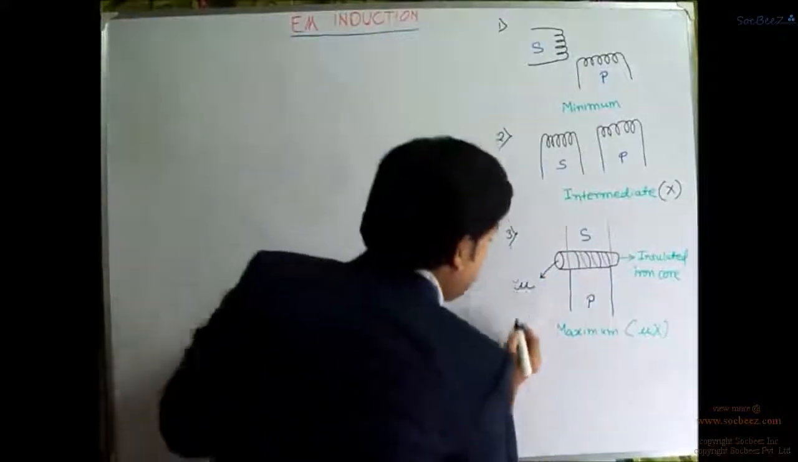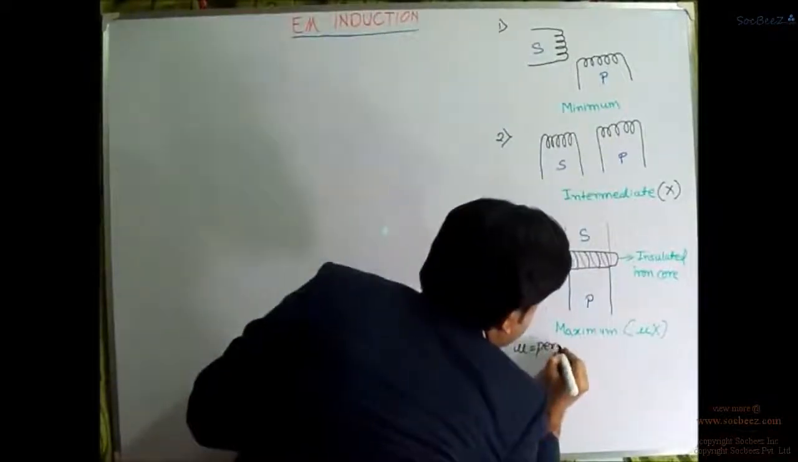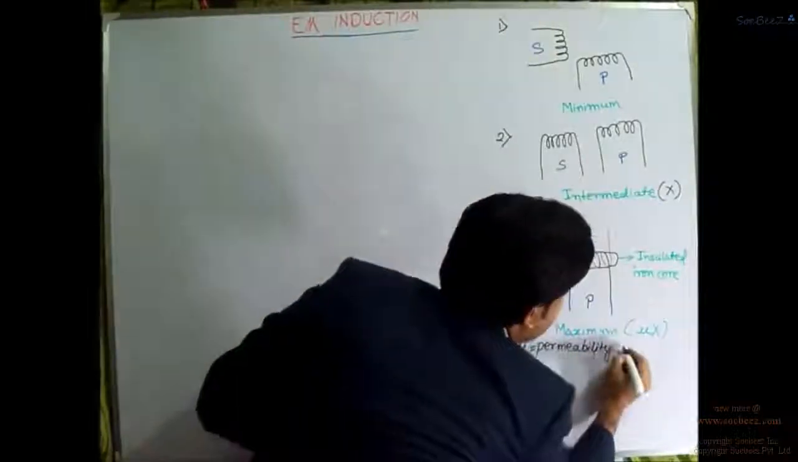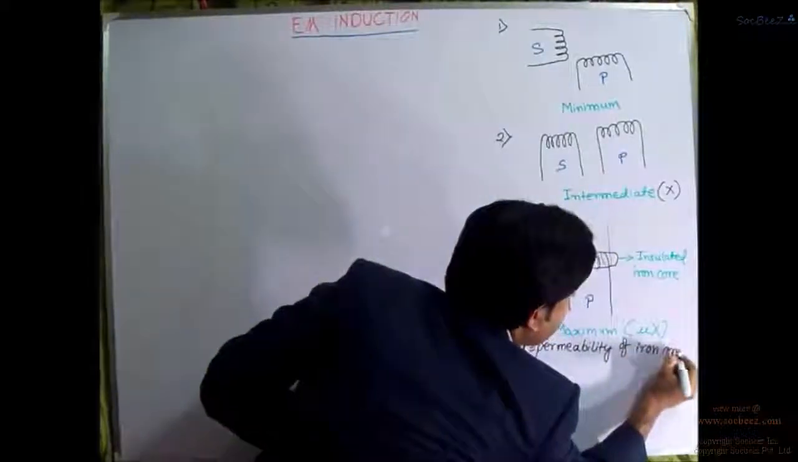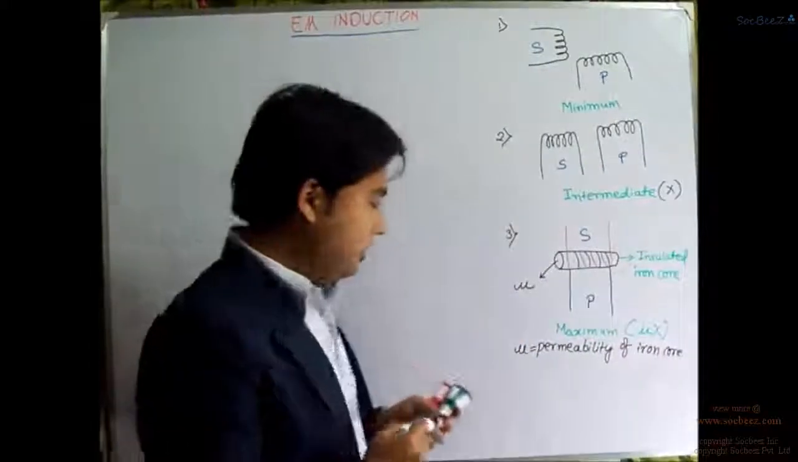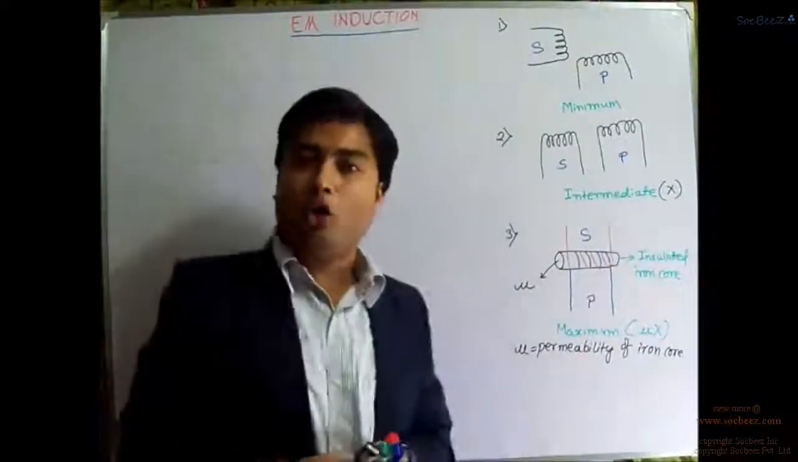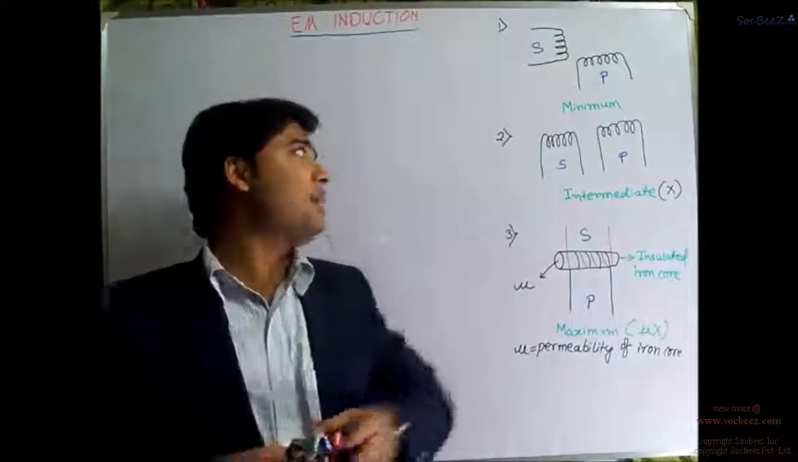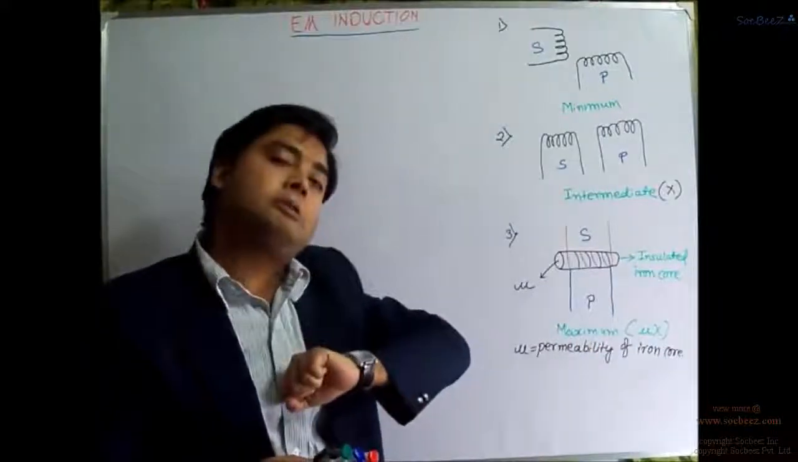Okay, so what is mu? Mu equals the permeability of the iron core, or to be precise, of the insulated iron core. Now let us understand why it is minimum, why it is intermediate, or why it is maximum.